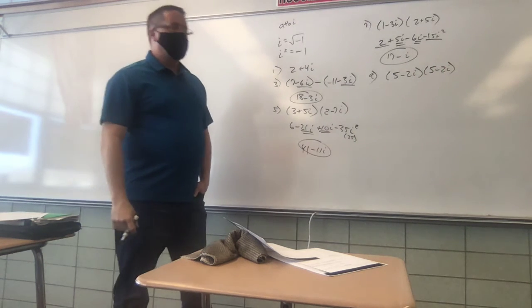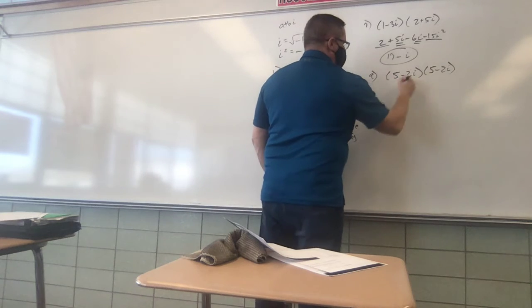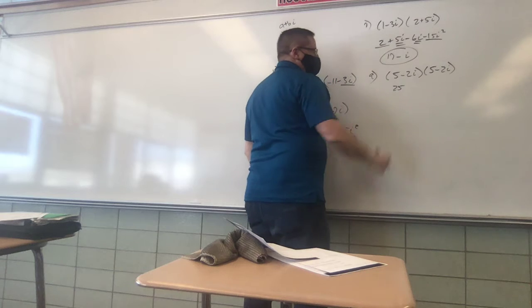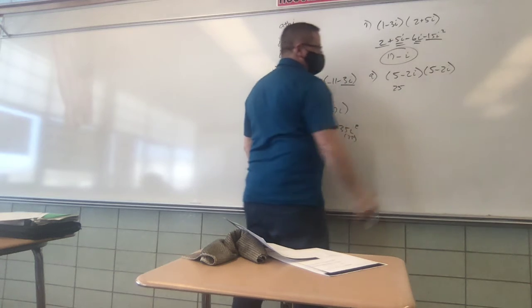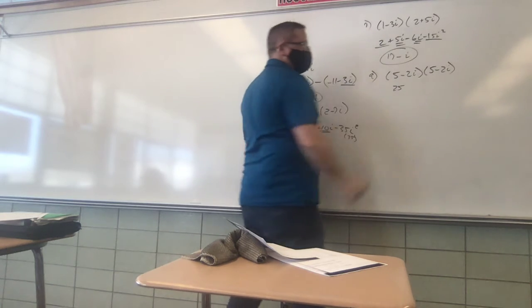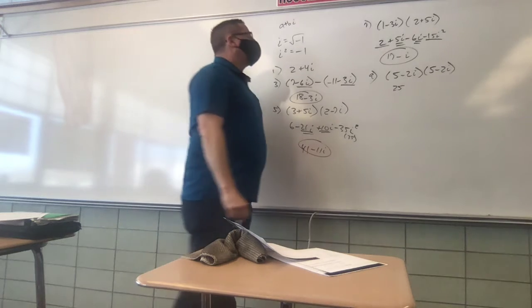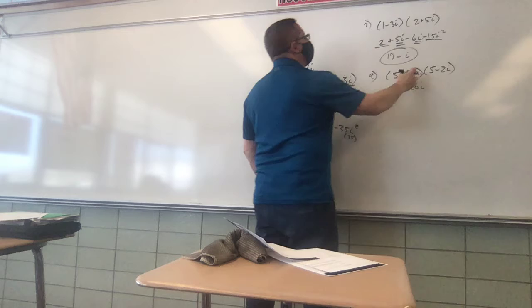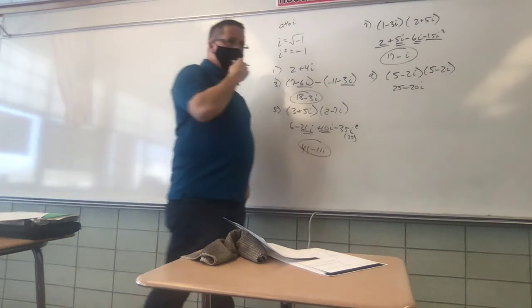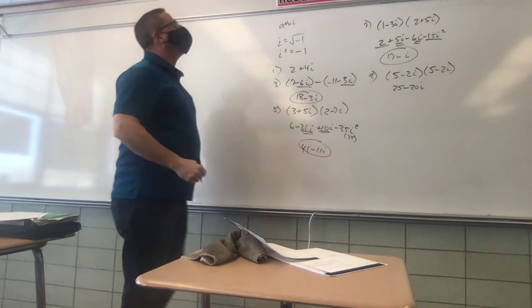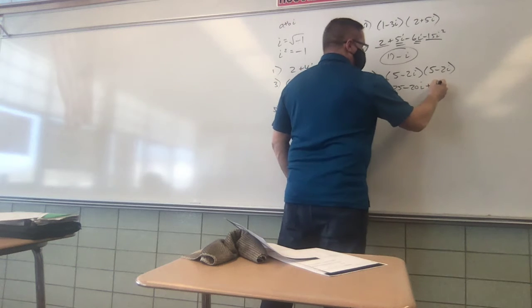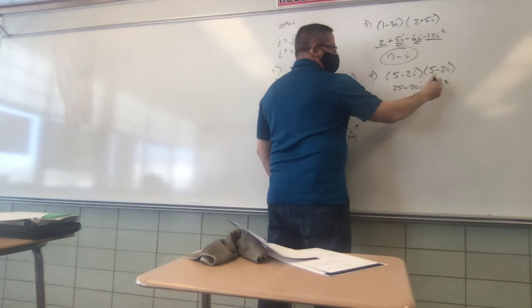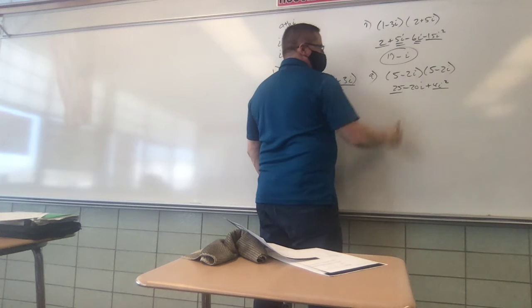Okay? So if we FOIL this thing out, we're going to get our firsts. Our 5 times 5 is 25. Our outers, I'm going to skip a step here. My outers are negative 10i. My inners are also negative 10i. Together, that's a negative 20i. And our last, negative 2i times negative 2i is a positive 4i squared. Well, I squared is negative 1, which turns that into negative 4.